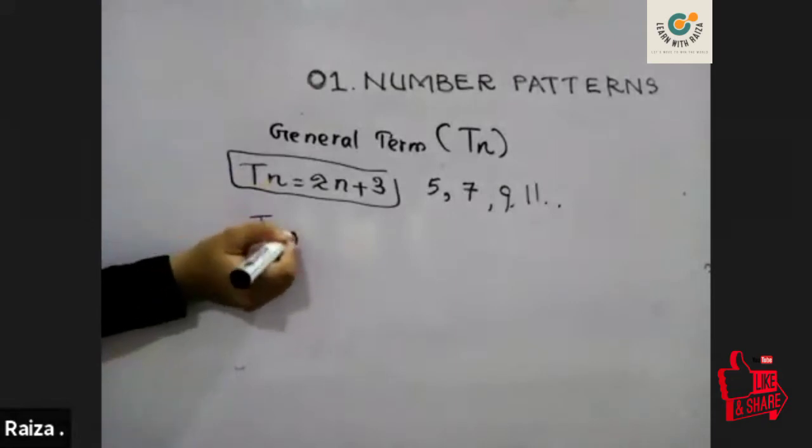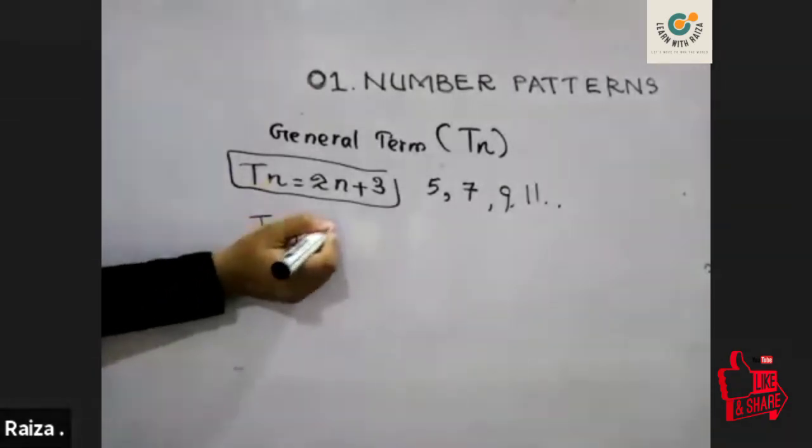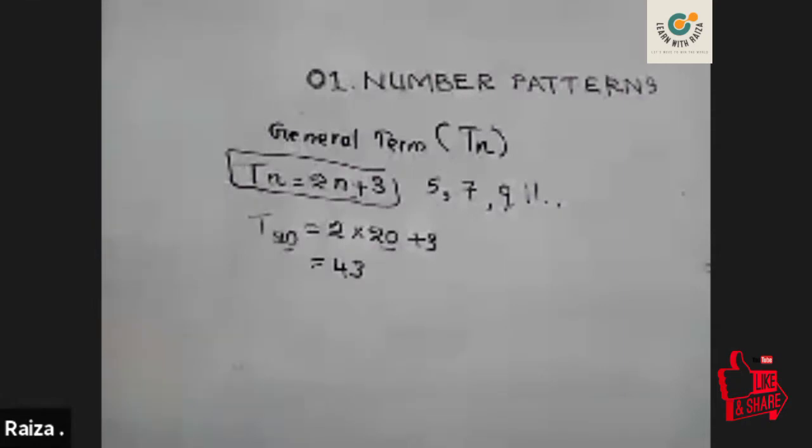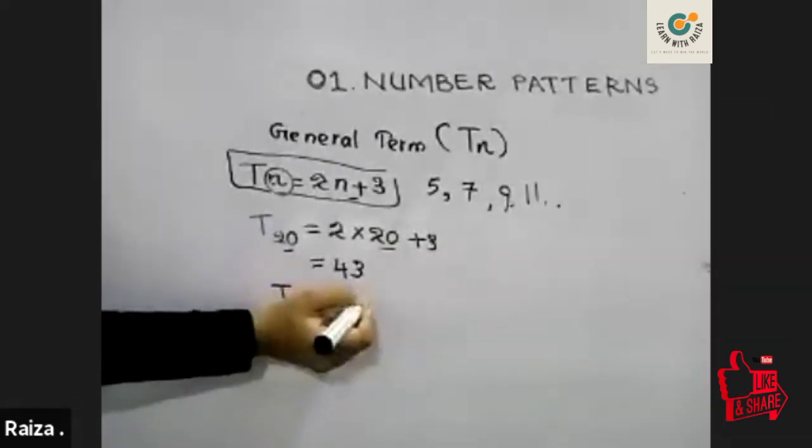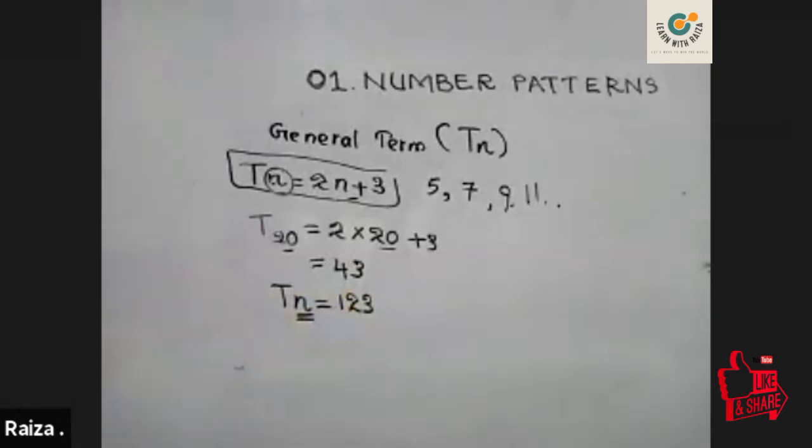So the 20th term I can find as 2 times 20 here, and plus 3, you are getting 43 here. So the 20th term is 43. Clear? But suppose they ask you, okay, fine, now find which term will give you 123. That means they are saying that the value of Tn is 123. They are asking which term. Is it the first, second, third, 40th, 100th, 150th? Which term is giving 123?